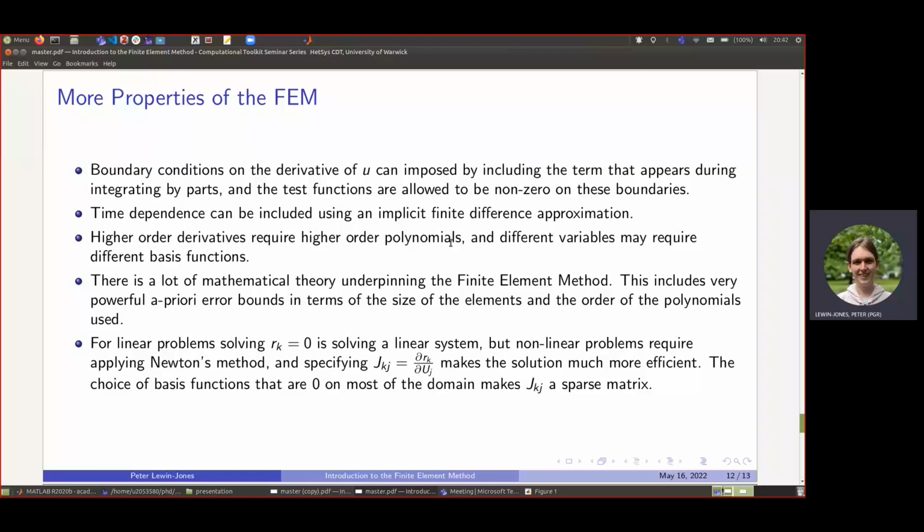That makes the solution much easier to compute, much more efficient to compute. And in particular, the fact that we've chosen basis functions that are zero on most of the domain makes this Jacobian a sparse matrix, and you can use much more efficient algorithms for inverting it and for solving these linear systems in Newton's method. And this is also true of using Fourier basis. There, the Jacobian is also sparse, and that's why that method is so efficient.